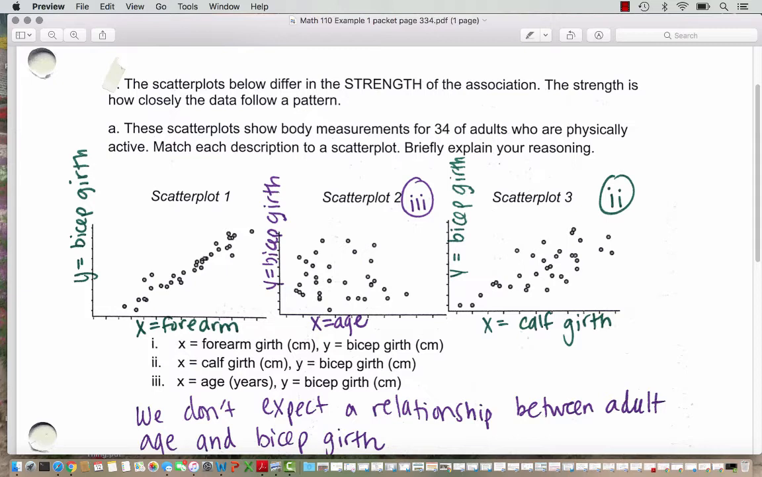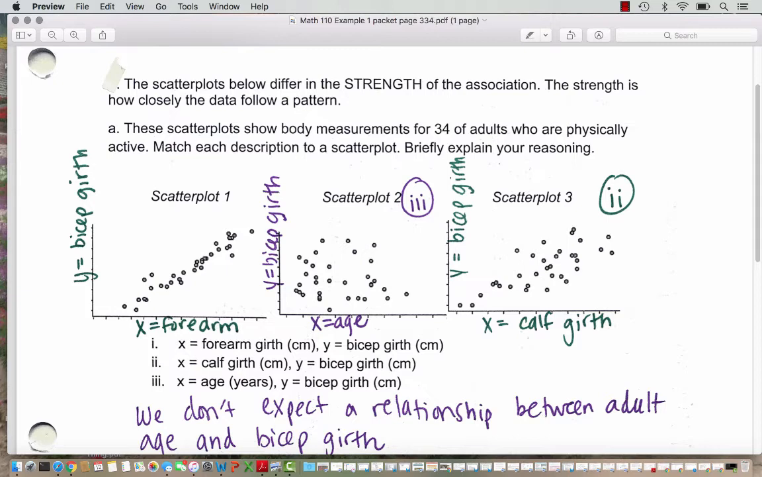All right, so these three scatter plots show body measurements for 34 adults who are physically active, and we're going to match each description to the scatter plot and explain our reasoning. So let's take a first look at the three scatter plots. Scatter plot 1 has a positive association. As the x values increase, the y values also increase. And of the three graphs, scatter plot 1 looks like it's the closest fit to the line. So I'm going to say scatter plot 1 is the strongest association of these three scatter plots.